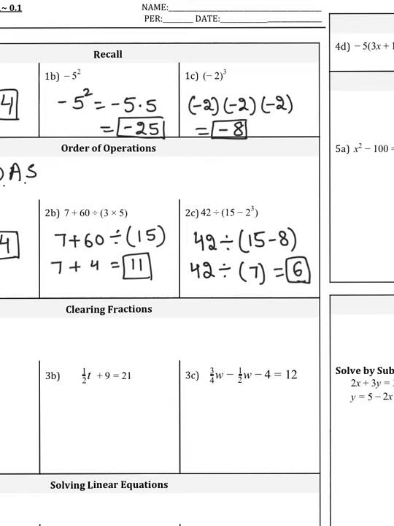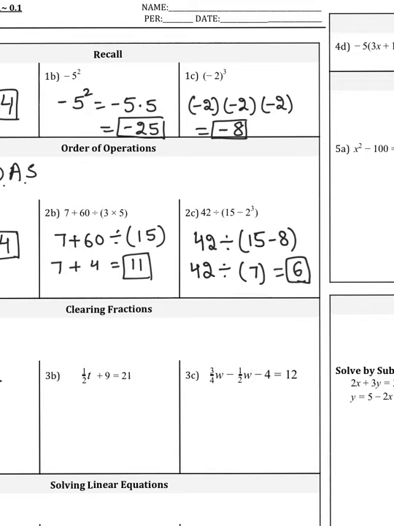Now let's do 3a, clearing fraction. To clear the fraction, you're going to remove the 2 from the bottom of x. So you're going to multiply 2 on both sides. 2 and 2 cancel. X equals 8 is your answer.